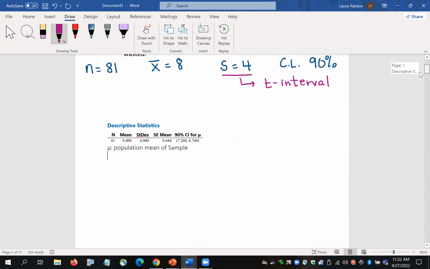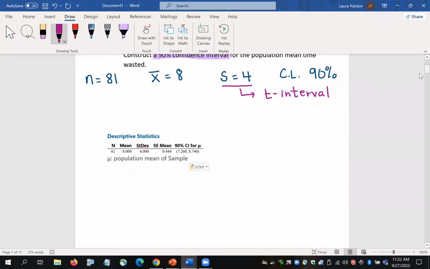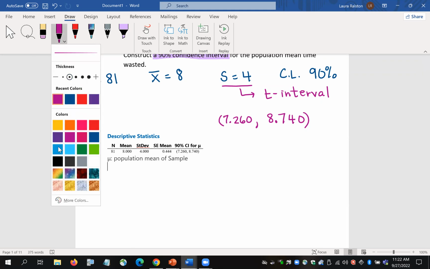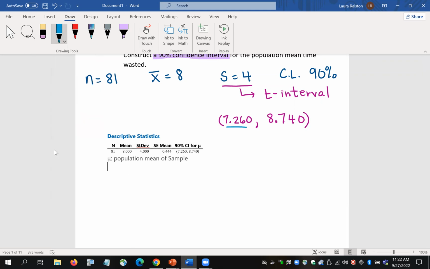Okay, so here are our results. Again, just like it did before, it gives you the mean, the standard deviation, and then it gives you the interval. So the interval that it gives you is 7.260, 8.740. Remember that the first number in the parentheses is your lower bound, and the second number is your upper bound.